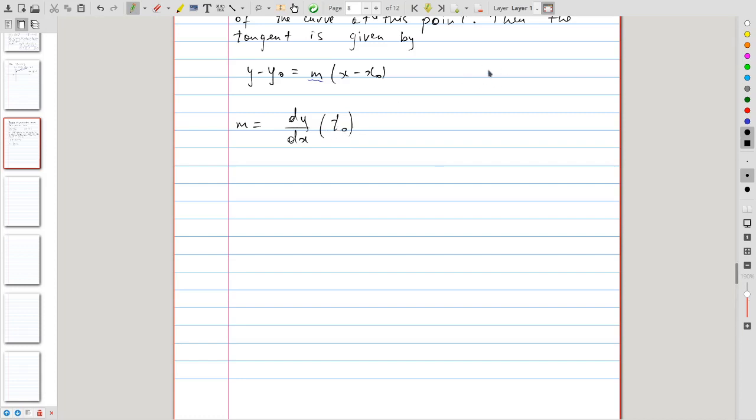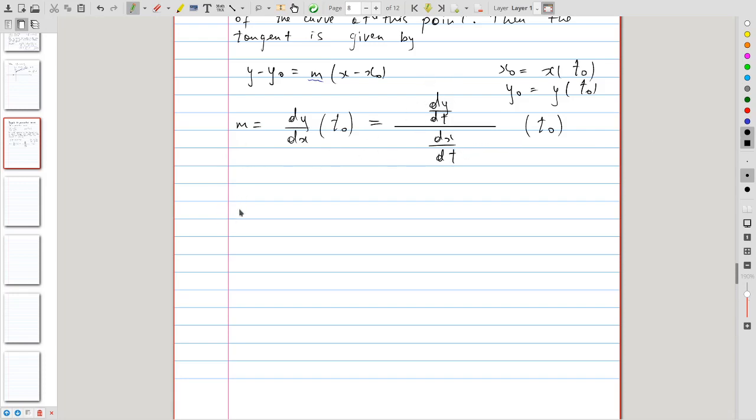So here I'm assuming that x0 is x of t0 and y0 is y of t0. So we have a certain moment of time, t0, and x0 and y0 are where our particle is at this point, t0. And the slope can be found by evaluating at t0 the following expression. We need to take dy over dt and divide it by dx over dt. So this expression here is a function of t, and what we have to do is to evaluate it at t0, and this gives us the slope.